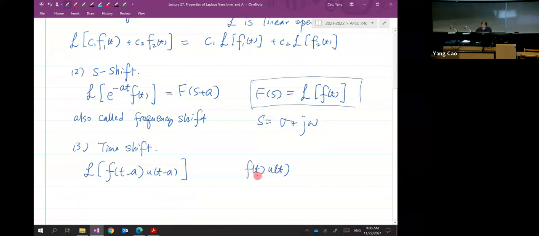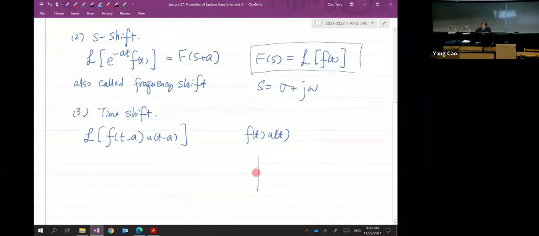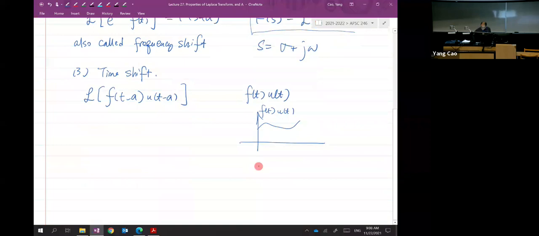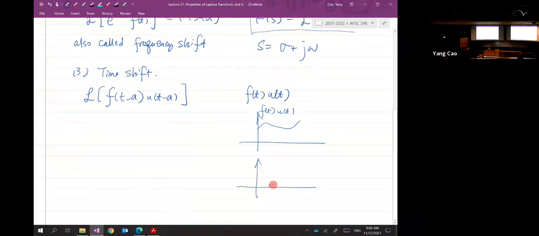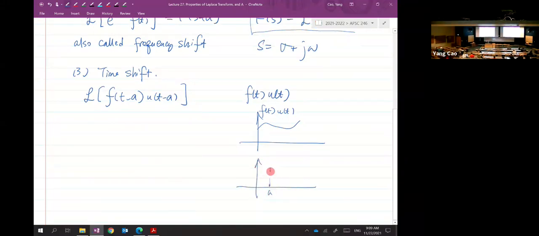So if you shift this whole function, let's suppose this is your function f of t times u of t, then it's a shifted version to the right by a. It basically looks like this. So that's what f of t minus a times u of t minus a is.